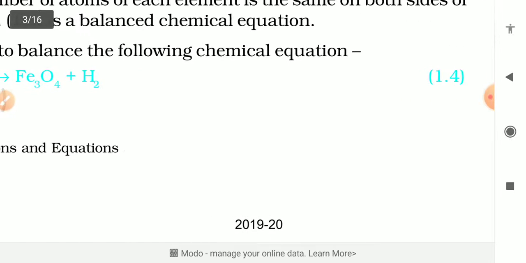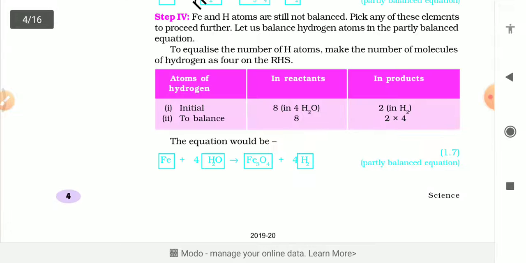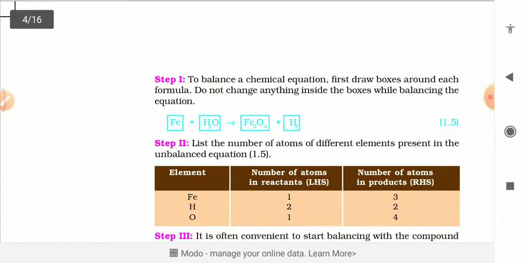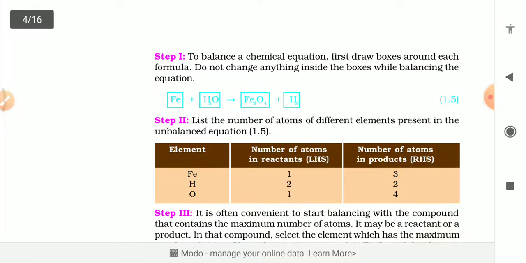Now let's move to another page. This one is your fourth page. Here some steps are given. It is very easy, you can understand it better.